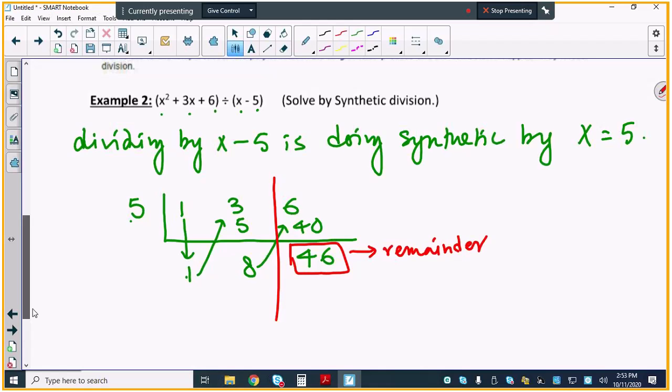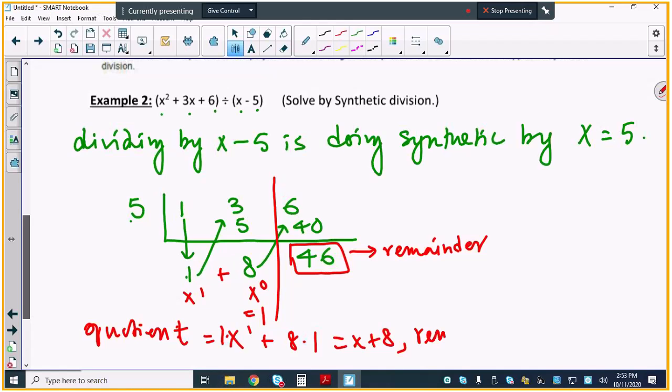What is the quotient of the division? The next term from the right, you are going to multiply by x to the power 0, add with the next term multiplied by x to the power 1. And if I had more, I would multiply by x squared, add, multiply by x cubed, add, and so on. So what I have is the quotient of this division as 1 times x to the power 1, plus 8 times 1, which is x plus 8. And the remainder of this division is 46. That answers my question. So this is as simple as the process of long division in terms of synthetic division.